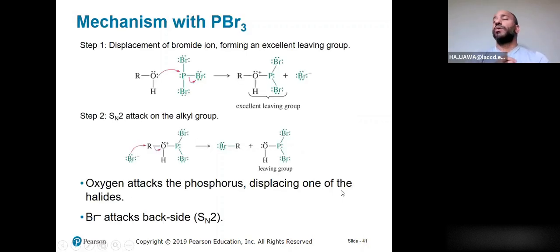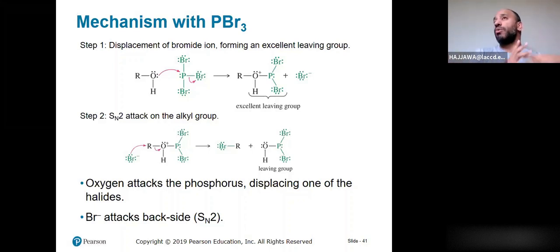Here's the mechanism. So if I have PX3, regardless what X is, whether it's Cl or Br or I, what usually happens? Alcohol will attack the phosphorus. So the oxygen lone pair will be the starting point of the arrow pushing. It's going to attack the phosphorus, and that's going to right away kick off one of the Br attached to that phosphorus. What do you end up making? You're going to make this complex. It's an activated alcohol. Again, we're making the OH a better leaving group.